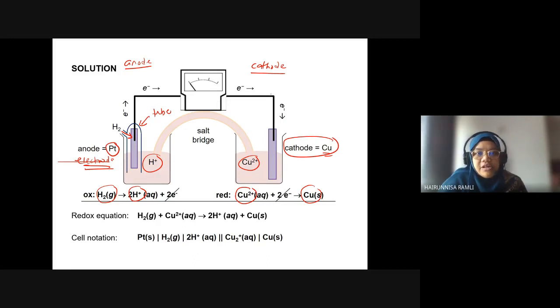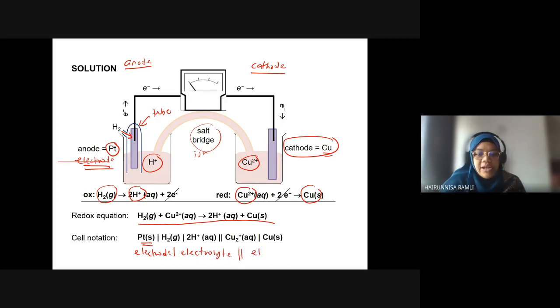Kita nampak electron transfer from the electrode through wire. Kalau salt bridge ni adalah ion transfer. So the redox equation ni bila you combine lah, H2 plus Cu2+ produce to produce H+ plus Cu. While for the cell notation, we put as Pt(s), Pt solid, sebab dia electrode kan? Sebab dia always electrode baru electrolyte kan?